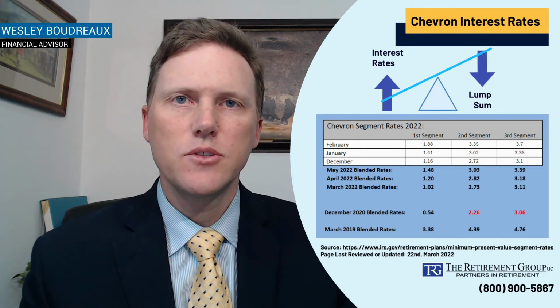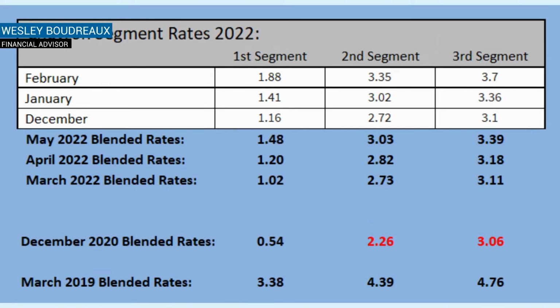Now, let me zoom in here so we can get a better look at these interest rates. We look at the top line, February, the rates we just got. If we look at that second segment, it was 3.35%. January, the month before, it was 3.02%, so 33 basis points lower. In December, it was 2.72%, so 30 basis points lower than that. So we've seen a drastic 63 basis point climb in just the last 2 months or so.